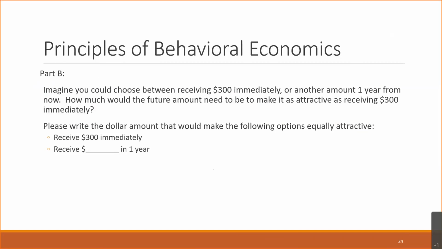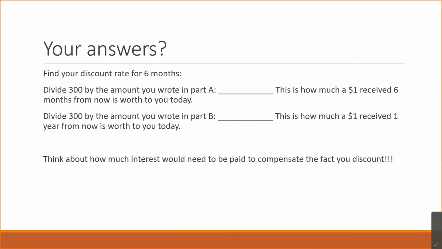And let's do part B here too. Same kind of question, right? 300 immediately or another amount 1 year from now. You're making you wait a whole year. What would the amount be? And I'm going to write down a number. Okay. And so, well, I've done this with adult teachers and students. Some of my students, I've done it with them.